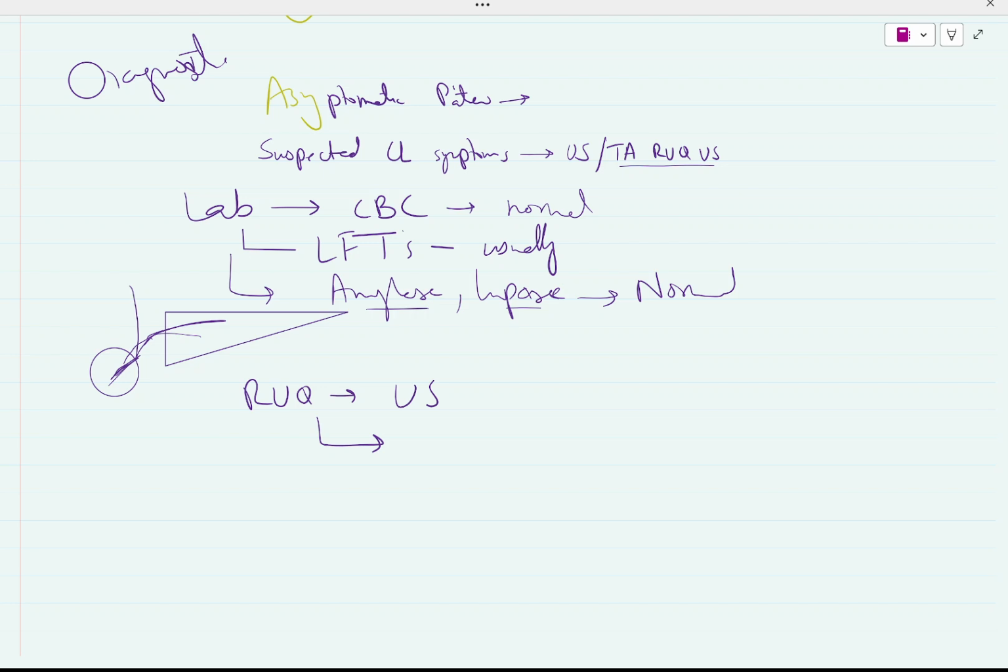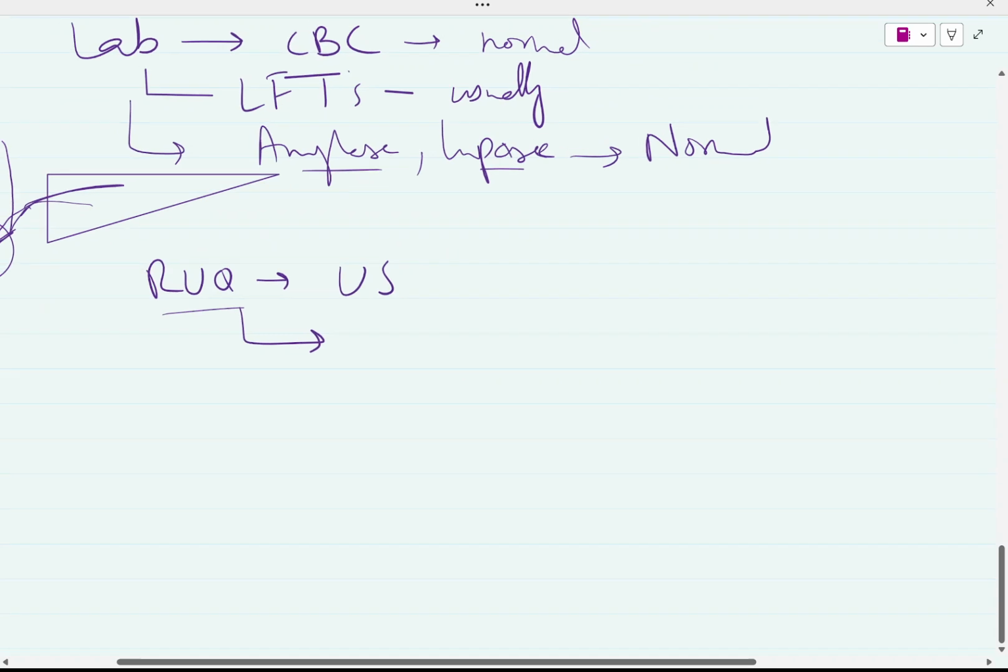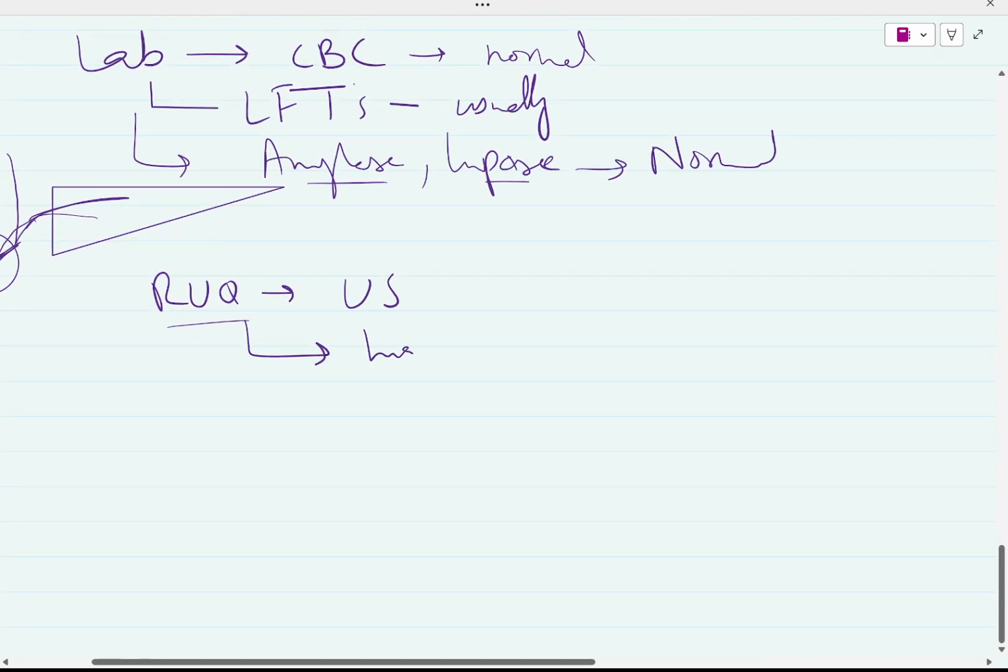So you are suspecting that this is a cholelithiasis patient. So what will you find? You will find highly echogenicity. So echogenicity, what is echogenicity?